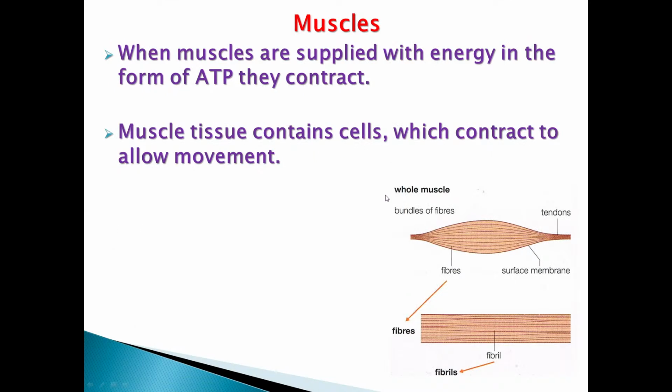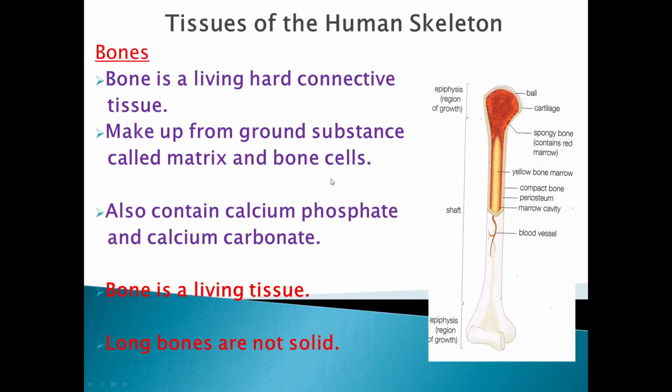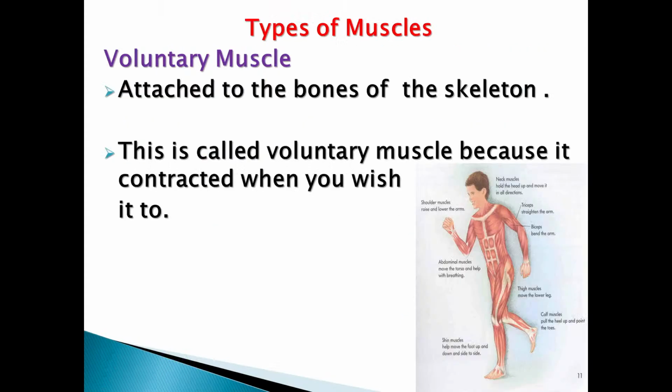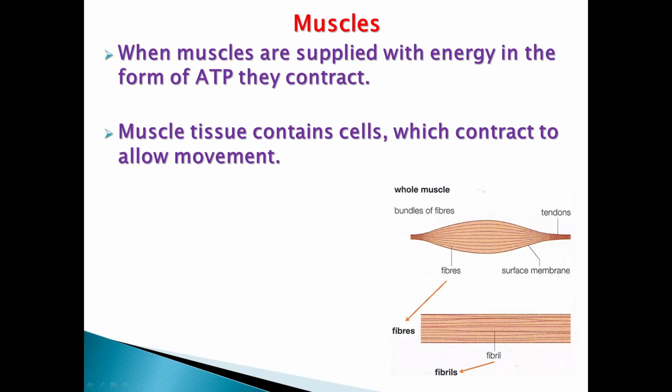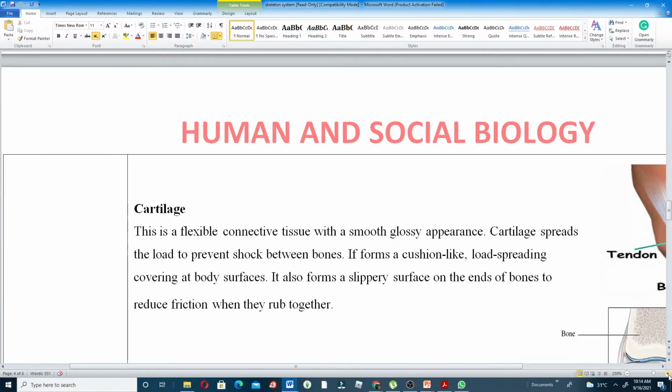So muscle tissue contains cells which contract to allow movement. Again, students, in terms of the tissues that make up the skeletal system, we have gone through muscles. That's one. I've gone through tendons, ligaments, and bones. So basically we would have completed four. We're going to move into the other one, that is cartilage. I realize the cartilage is not on the slide, but don't worry about that, I will put it in. And here I have the information for cartilage. So in total we have five different tissues that make up the human skeletal system: bones, muscles, cartilage, ligament, and of course tendon.